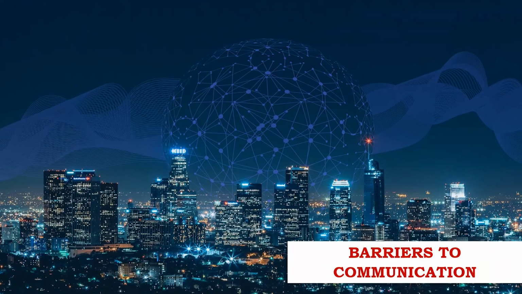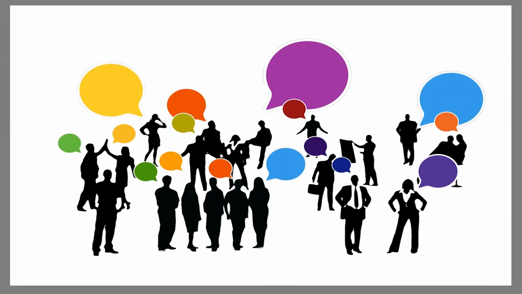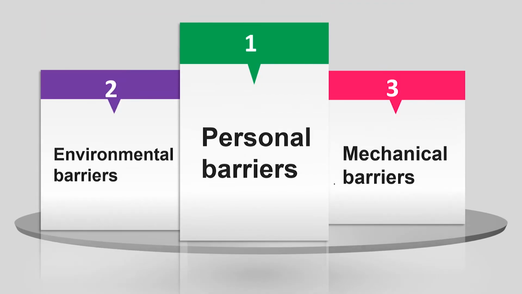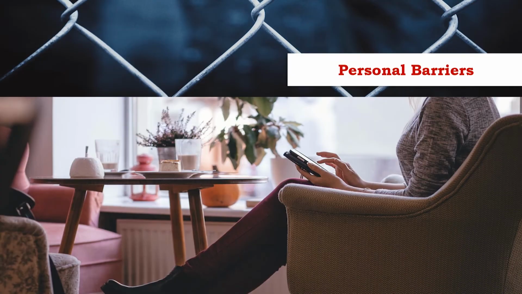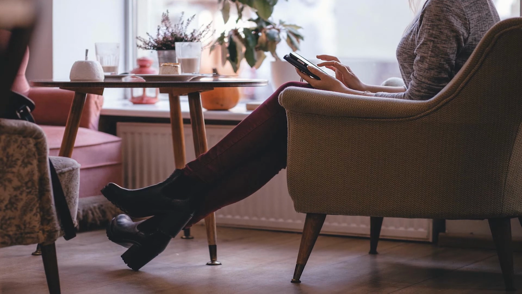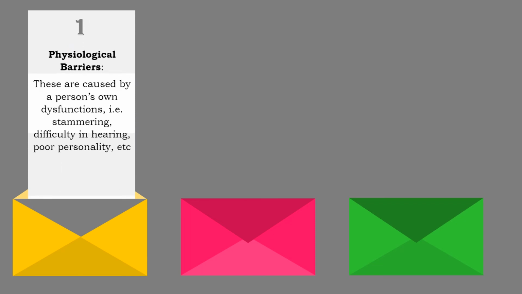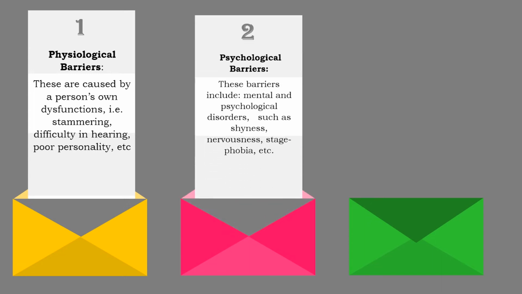Then we have barriers to communication, which distort or prevent communication. They can be classified into 3 broad categories: personal barriers, environmental barriers, and mechanical barriers. Personal barriers are intrapersonal and interpersonal. So intrapersonal communication barriers are under 5 categories. It could be physiological barriers, that is, when you stammer, when there is a difficulty in hearing, or there is a personality problem. There is a psychological barrier when there is shyness, extreme shyness or nervousness, stage phobia.